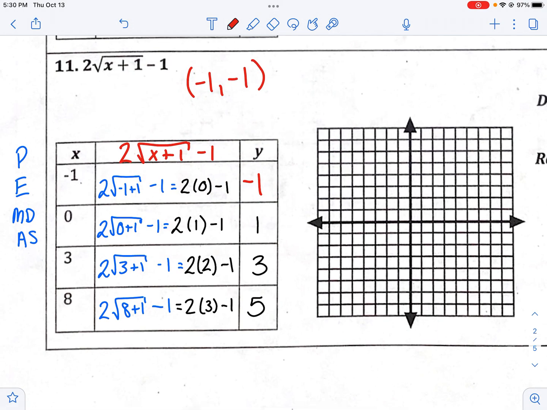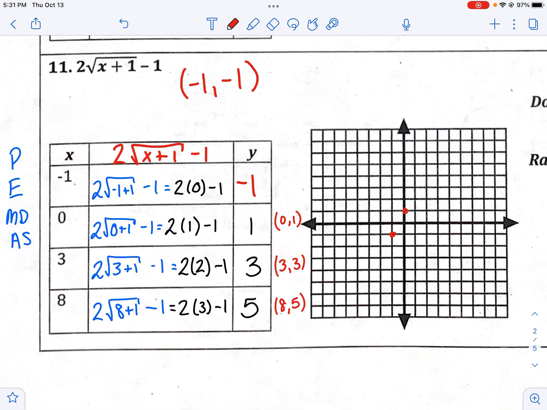All right, let's see what happens when I graph this. -1, -1, 0, comma 1, 3, comma 3, and 8, comma 5. All right, when I go to graph this, that is a much taller graph. I think I'm gonna have to, there we go.